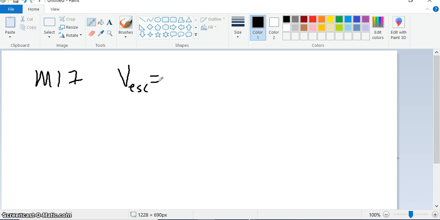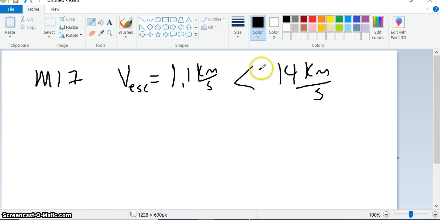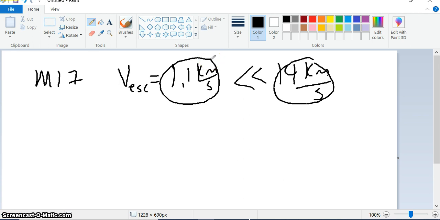This is M17. When I did it, I got the escape velocity as 1.1 kilometers per second. And just as a reminder, the molecular speed was much greater, 14 kilometers per second, because of the heat. So this is much greater than the escape speed. The gas would easily escape, even at the edge where the escape speed is 1.1. There's not enough mass there to hold it yet, so there's still material that this thing has to build.